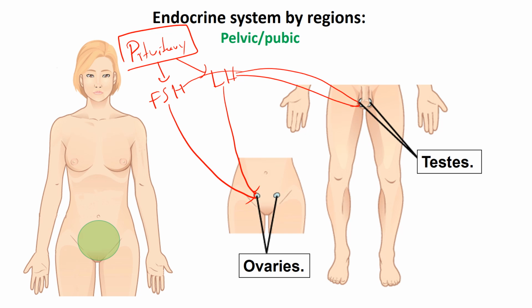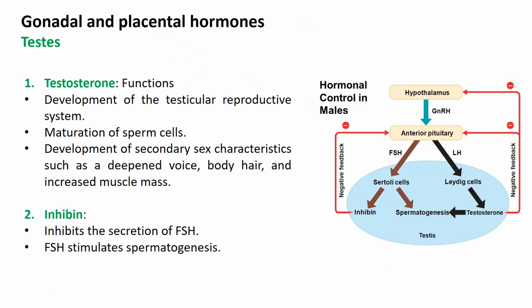So LH, for example, in a male is related with production of testosterone, which I'm going to show you next. And that's what we're going to cover in the next slide. The hormone that you need to study for your exams is testosterone. This is the hormone that comes from the testis. Don't worry about this one too much.